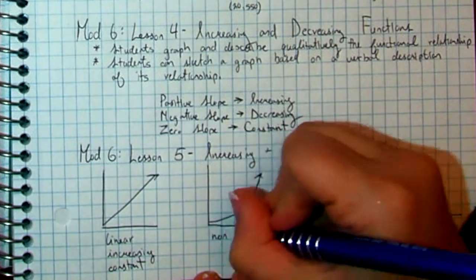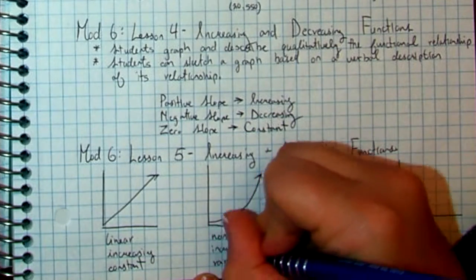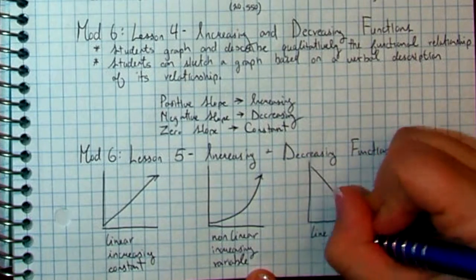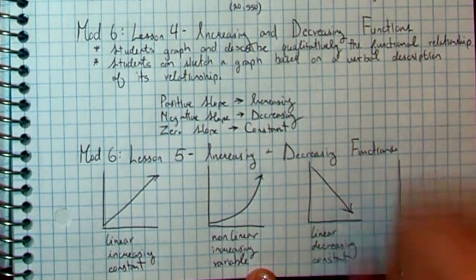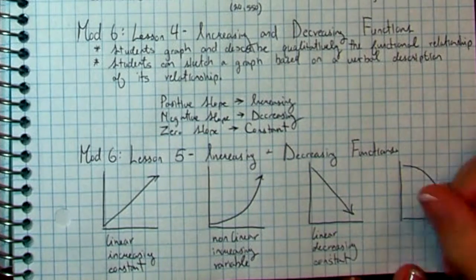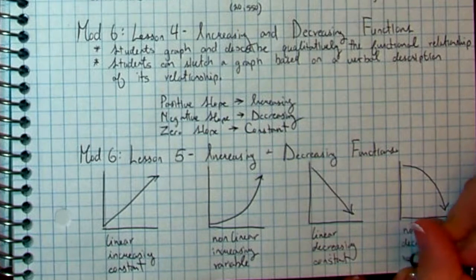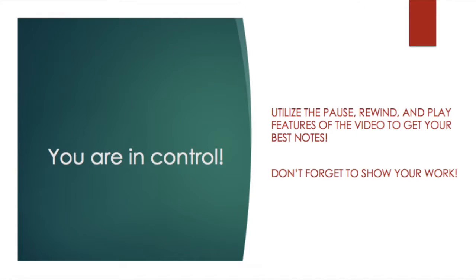My second line is nonlinear because it has a curve. It's still increasing, but it has a variable rate. My third line is decreasing. It's linear and it's constant. And my fourth line is nonlinear, decreasing, and has a variable rate. There's some good visuals to keep in mind.